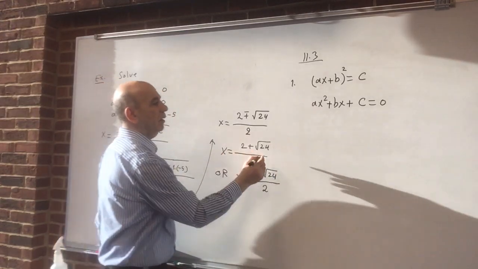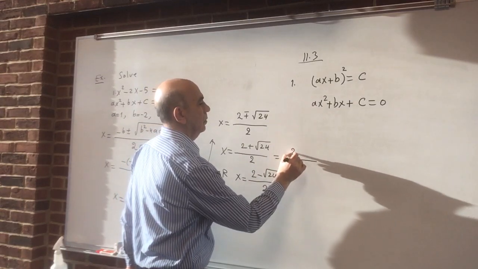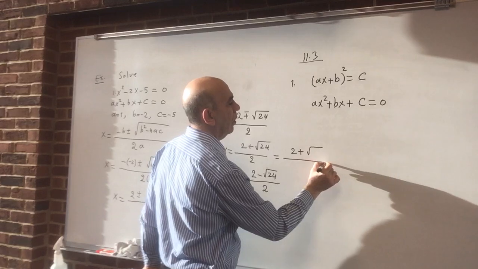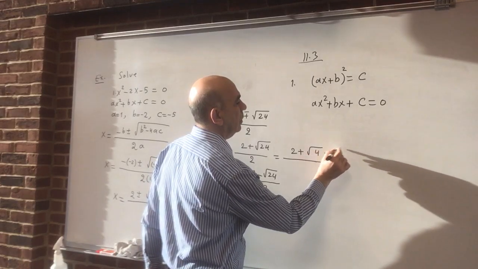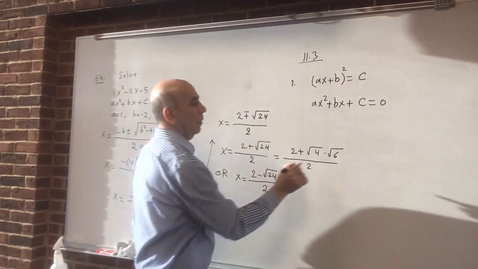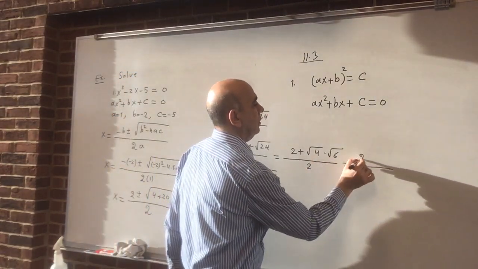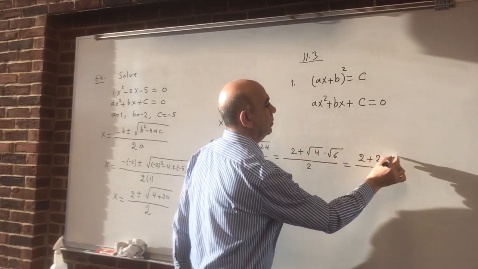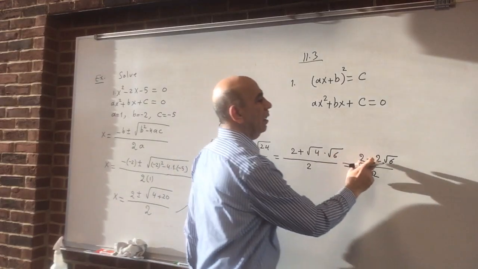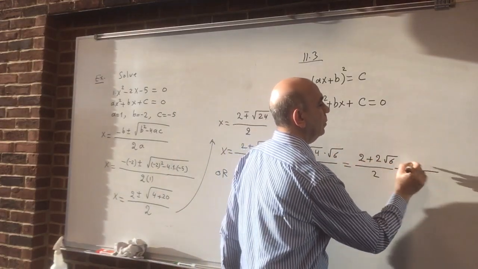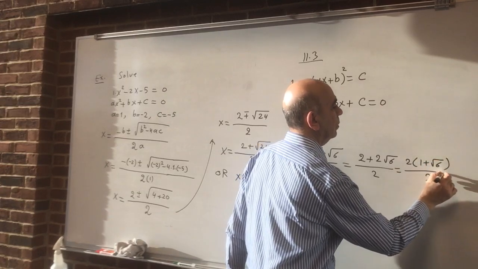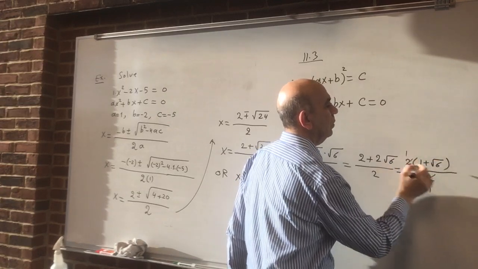We can simplify this. 24, we can rewrite it as 4 times 6, and the square root of 4 is 2. So factor out 2, there is 2 in common here. So we get 1 plus root 6 over 2, so 2 is cancelled with 2.